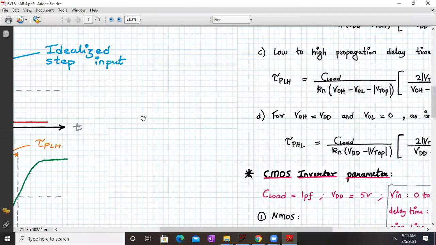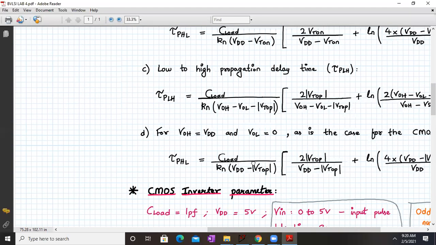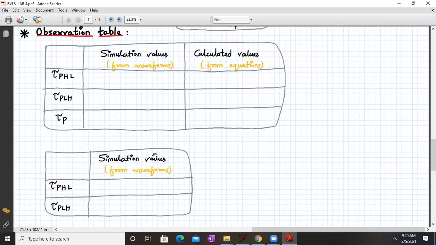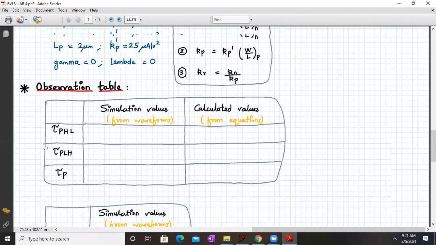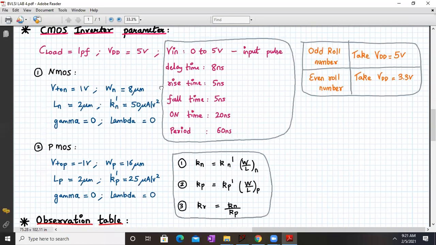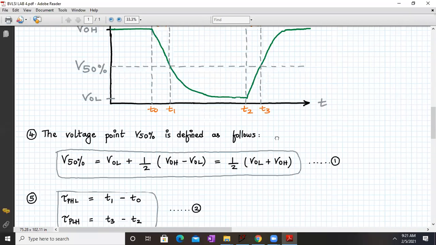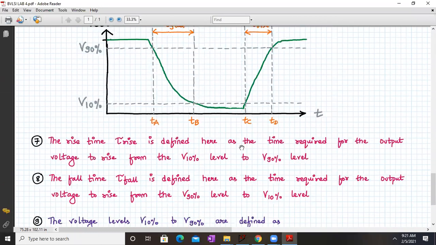So this is how you will calculate the low to high and high to low propagation delay. Later on you will make a table of low to high and high to low propagation delay, with simulation values from the waveforms and calculated values from the equation. You will put it over here, and average propagation delay also you can calculate. Next, we have to go ahead and calculate the rise time and fall time.